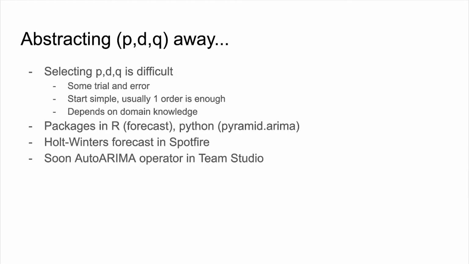Because it is quite difficult, there are a lot of packages that have come up that abstract this concept away. So you don't even need to configure the P, D, and Q, it will find it for you. Packages in R, like forecast, and in Python, there's a pyramid ARIMA package, can find these for you. And within TIBCO's products, in Spotfire, you can forecast to the future using the Holt-Winters forecast. It's in the drop down from the tools. And soon enough in Team Studio, we will have an auto ARIMA operator, so it would find all those values for you.